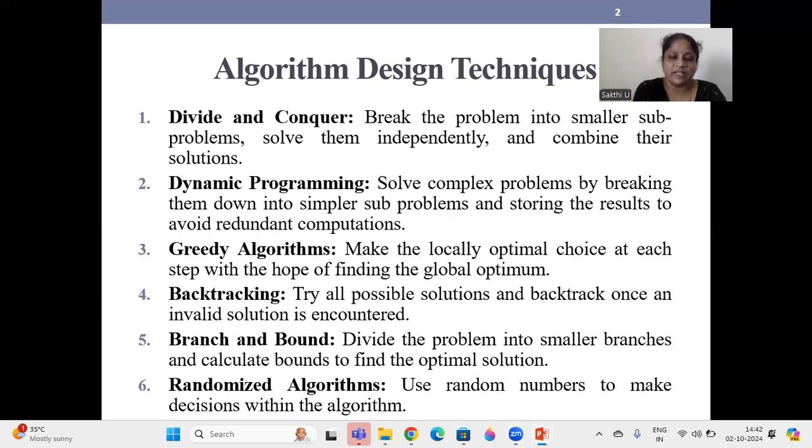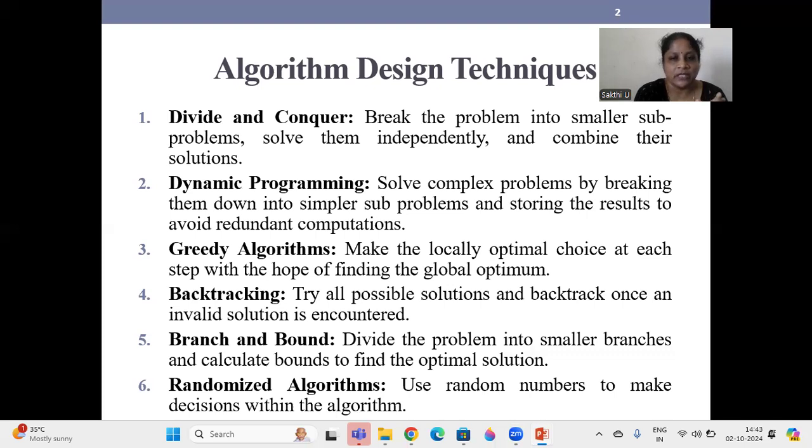And what are the techniques available for solving the problems? Divide and conquer method. In this method, if the problem is too large or too complex, we can divide the problem into n number of subproblems, and the subproblems can be solved independently. Finally, the solutions can be combined to get the solution to the original problem. Examples: binary search, quick sort, merge sort. These types of problems can be solved using the divide and conquer method.